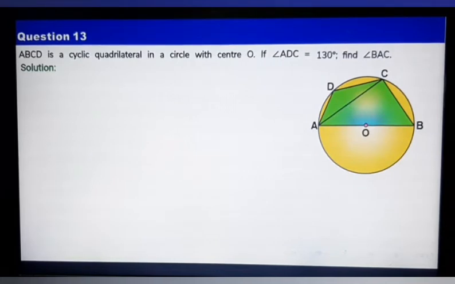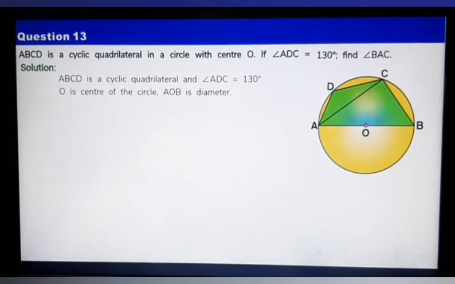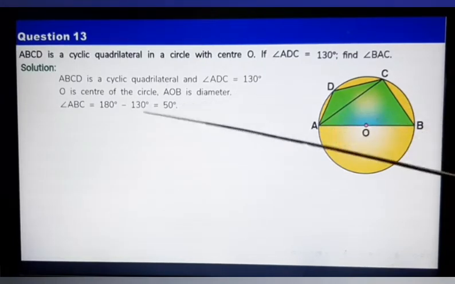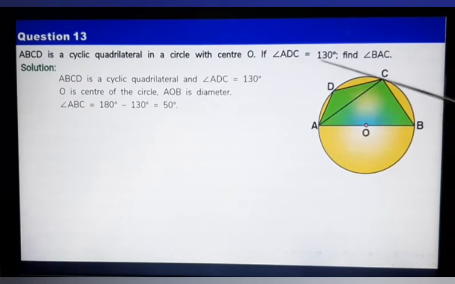Now let us begin with the sum. Since this is given to be a cyclic quadrilateral, let us make use of the theorem for cyclic quadrilateral, which says this angle plus this angle should be equal to 180 degrees. We have one more thing, that O is the center, so AOB will be my diameter, which is sure. Sum of these two will be 180 degrees, so angle ABC will be 180 degrees minus 130 degrees, which turns out to be 50 degrees.